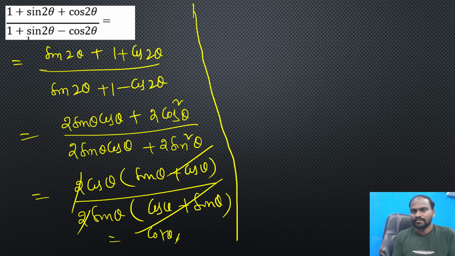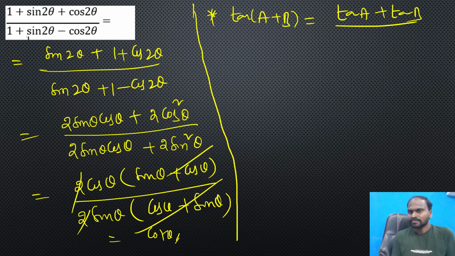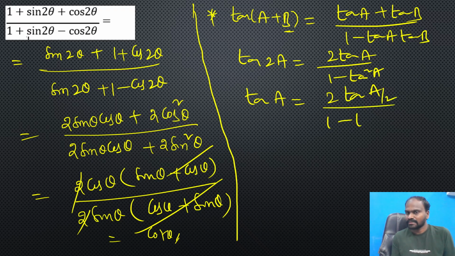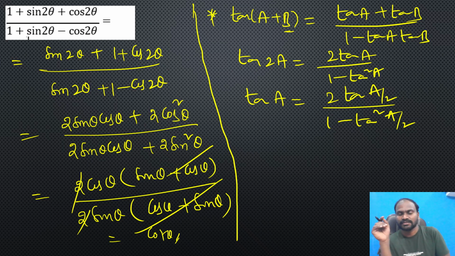Let me discuss the tan 2A formula also. So what is the tan of A plus B formula actually? Tan A plus tan B by 1 minus tan A tan B. Right. So I will replace B with A. So what I will get here now, tan 2A is equal to 2 tan A by 1 minus tan square A, because tan A into tan A is tan square. Similarly, tan A, if you write it, you will get 2 tan A by 2 by 1 minus tan square A by 2. Right. Like this we can write the formulas.